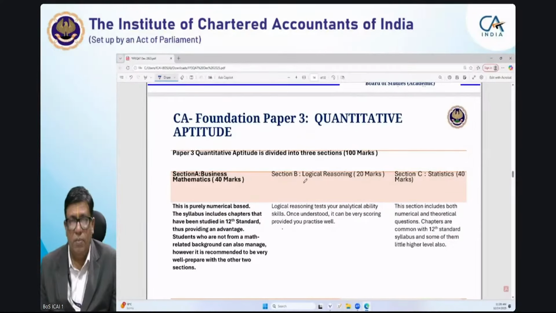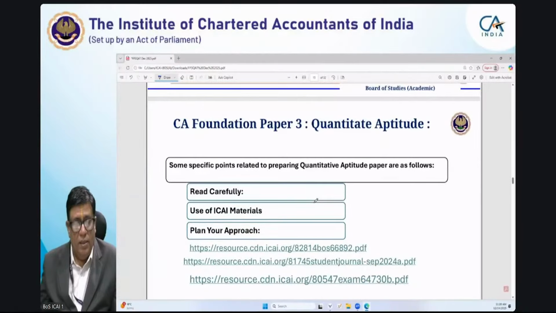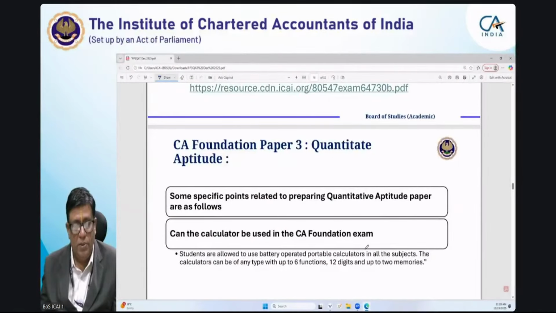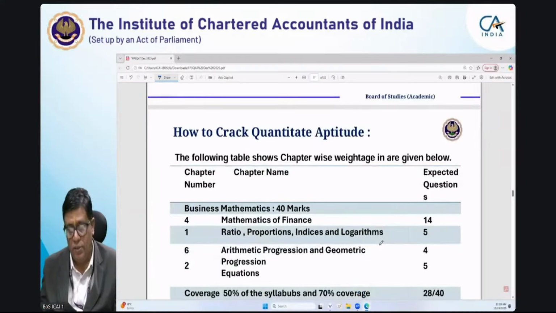Now let us move to another slide on the specific points related to preparing quantitative aptitude. Read carefully. Use ICAI material. Plan your approach. Use the calculator, and the calculator tips have already been discussed.